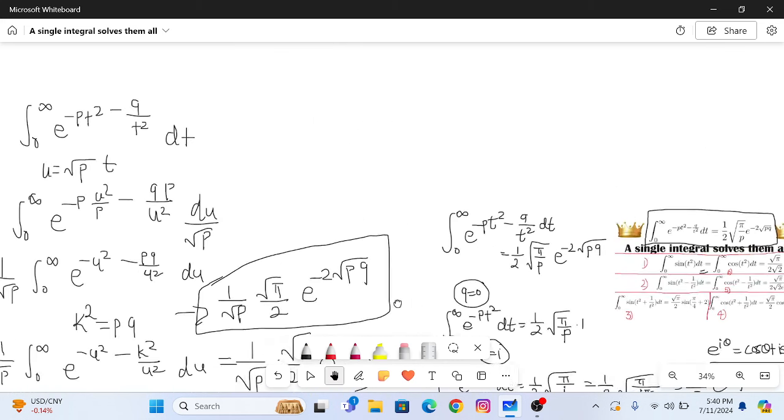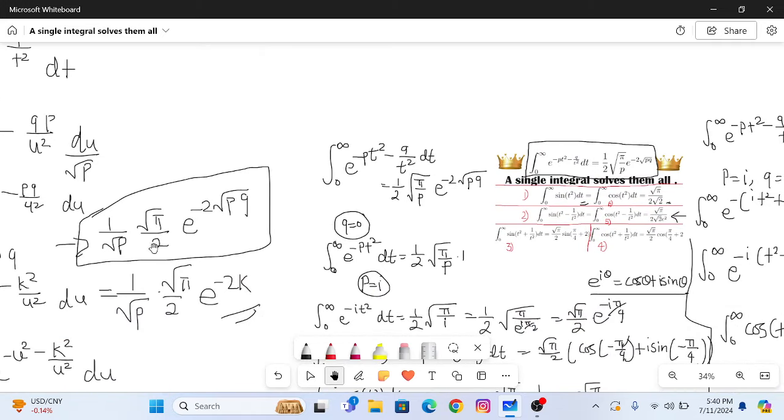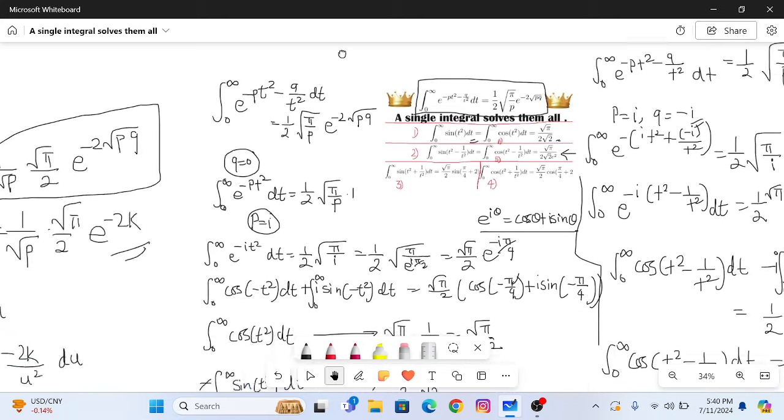So let's see if that's correct or not. So 1 by 2 times root under pi by p, e to the power minus 2 root pq. So yeah, it exactly matches the solution, and this was the integral that yielded us all the 6 results.